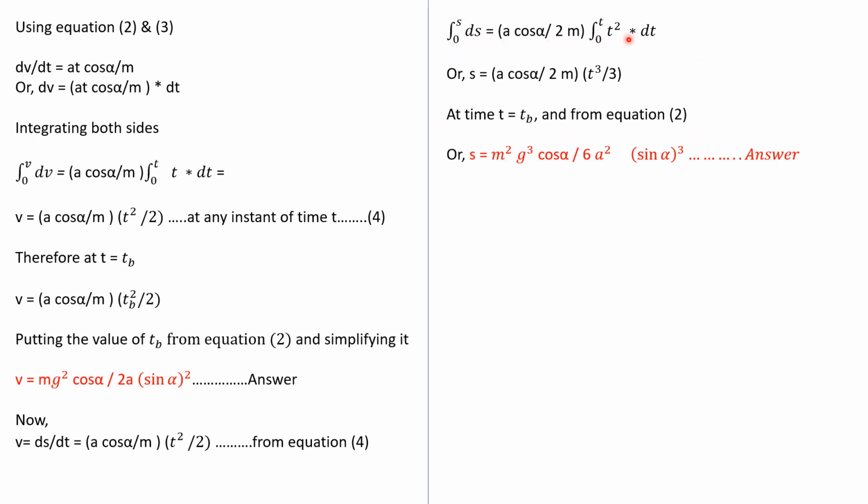We want to know what the displacement was at time t equal to t_B. So in place of t we put t_B, and the value of t_B from equation 2. So we will get this. This calculation is for you, a simple calculation that you can do. You'll get s is equal to m square g cube cos alpha divided by 6 A square into sin alpha cube.